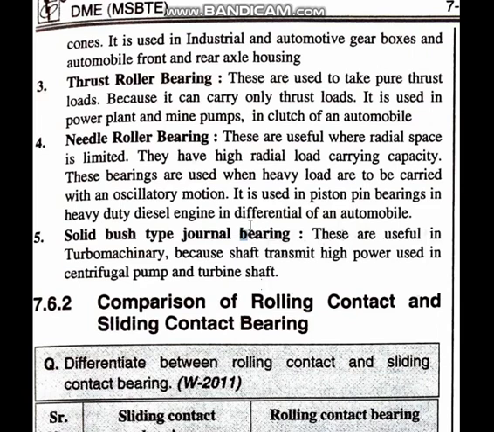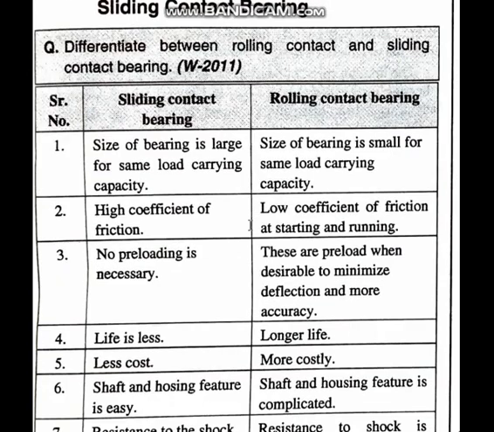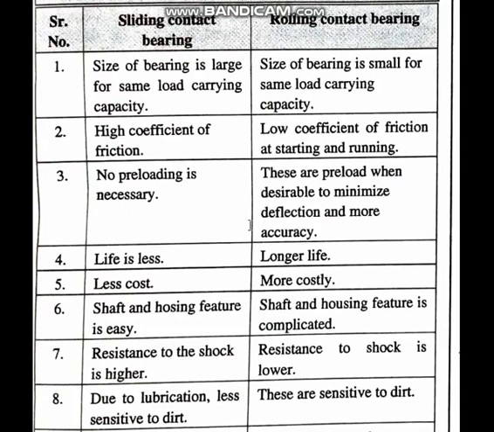Okay, then there is a differentiation between sliding contact and rolling contact. In a sliding contact bearing, the size of the bearing is large for the same load carrying capacity; here it is less. Coefficient of friction in sliding contact is high and in rolling contact it is less. No pre-loading is necessary in sliding contact. Here, pre-loading is necessary to minimize deflection and for more accuracy. You see, sliding contact bearing life is less. Here life is more. Cost is less in sliding contact; rolling contact is more costly.